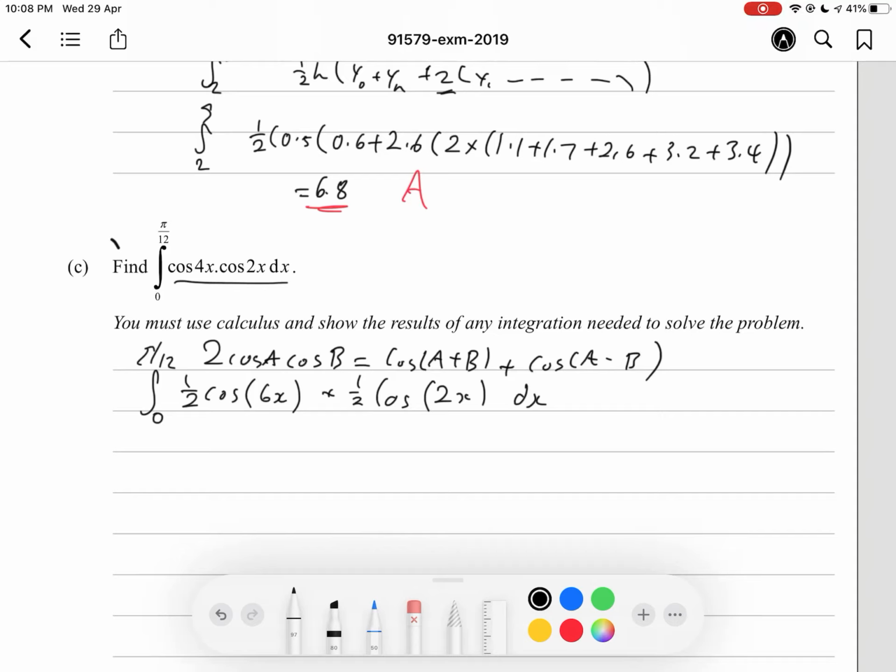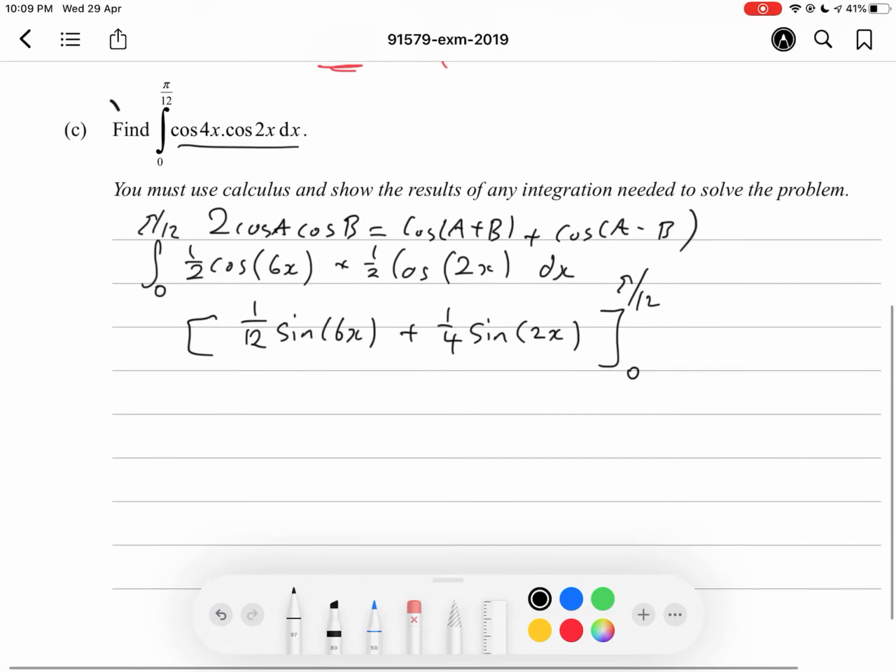To integrate, our cos goes back to sine, and we need to divide by the derivative of whatever is inside the function. Because when we differentiate, we multiply by the derivative of the inside, so when we integrate, we need to divide instead. So we will have 1 over 12 sine 6x plus 1 over 4 sine 2x. And we don't need the constant of integration because it's a definite integral, so we're trying to find the difference. The two c's will cancel out, so there's no need to write it in our calculations.